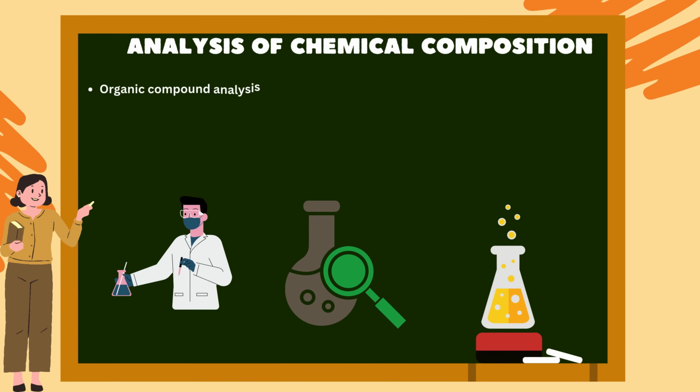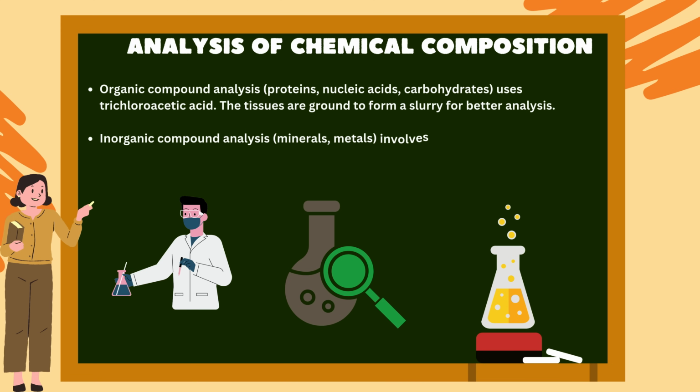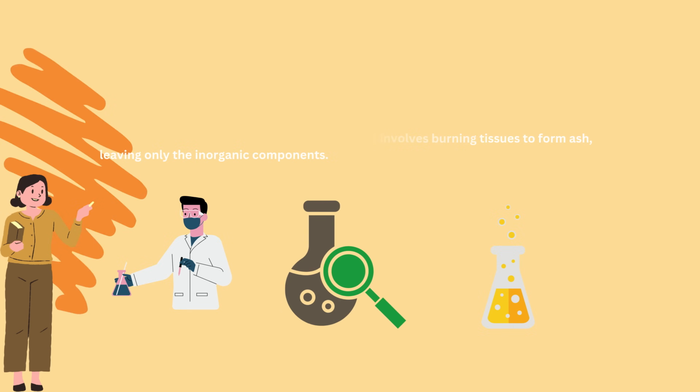Analysis of chemical composition. Organic compound analysis, proteins, nucleic acids, carbohydrates, uses trichloroacetic acid. The tissues are ground to form a slurry for better analysis. Inorganic compound analysis, minerals, metals, involves burning tissues to form ash, leaving only the inorganic components.